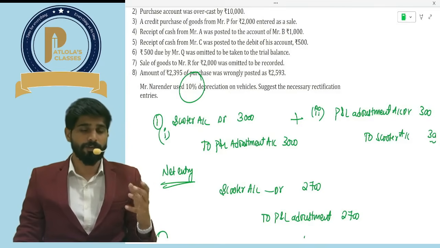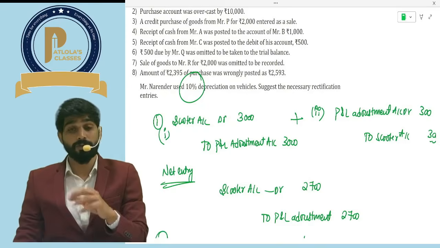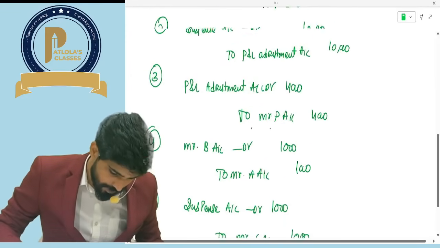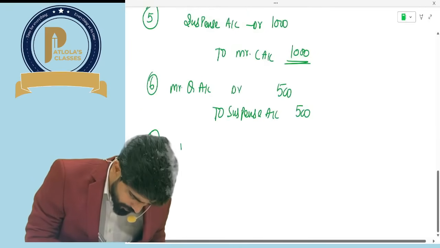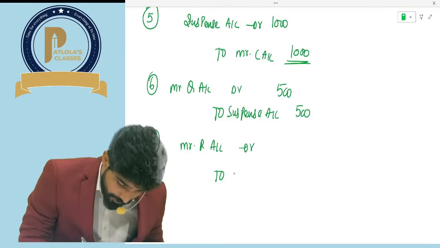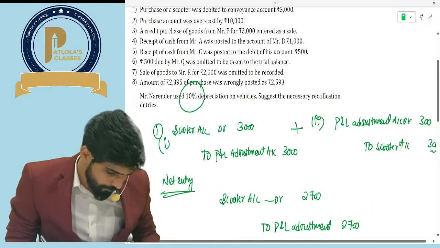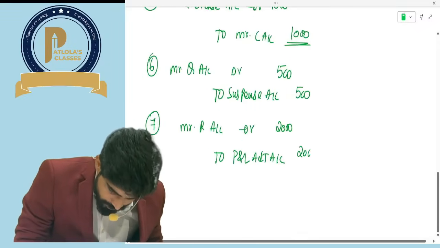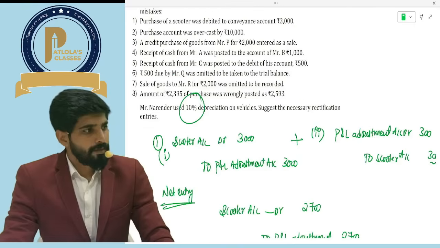What is the entry for sale? Mr. R account debit to sale. But I am not going to use the word sales. I'm going to use the word P&L adjustment. Okay, let us understand that. What is the entry when you make sales to R? Mr. R account debit to sales, but I'm not going to write sales. I'm going to write P&L adjustment account. How much is the amount? 2000. Wonderful. Guys, since it was a complete omission, trial balance will still be tallying. There won't be anything called as suspense.